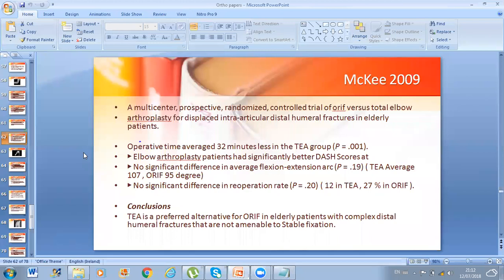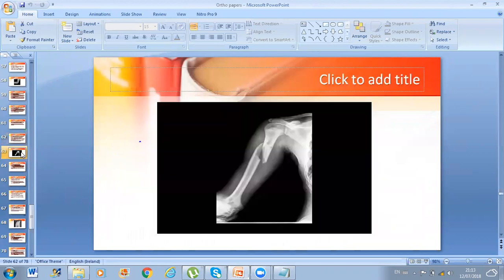This is ORIF versus total elbow arthroplasty for displaced intra-articular distal humerus fracture in adults. He said that total elbow arthroplasty is the preferred alternative to ORIF in elderly patients with complex distal humeral fracture that are not amenable to stable fixation. They will not ask you this question.